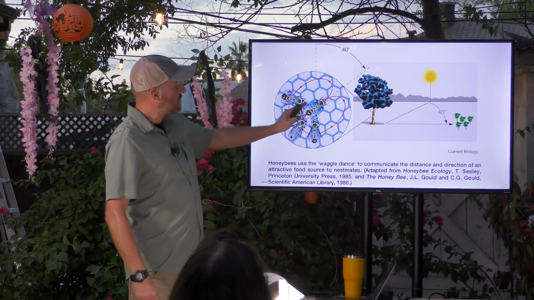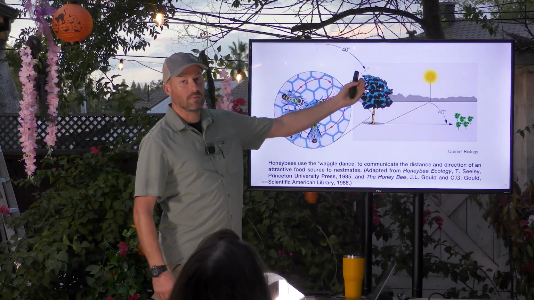And the intensity at which they wiggle, that denotes the distance to the food supply.